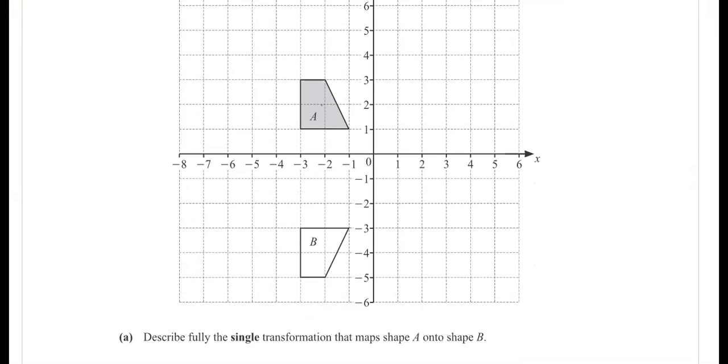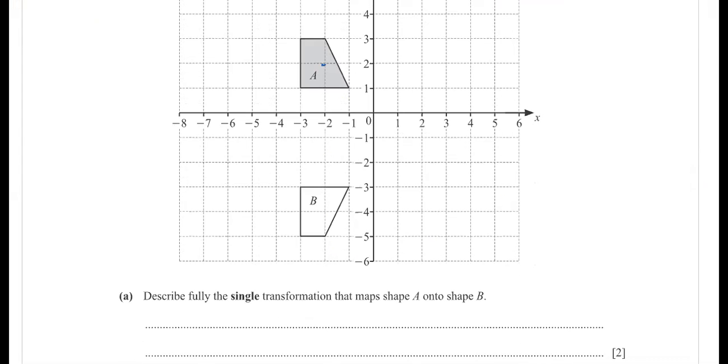This shape is transferred to this shape. We have to describe the transformation. Most probably it is a reflection. How can we confirm that it is a reflection? From here, let's suppose I select this point. Move one step from here and one step from here.